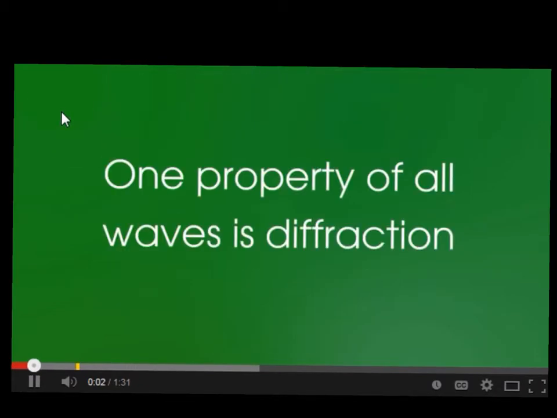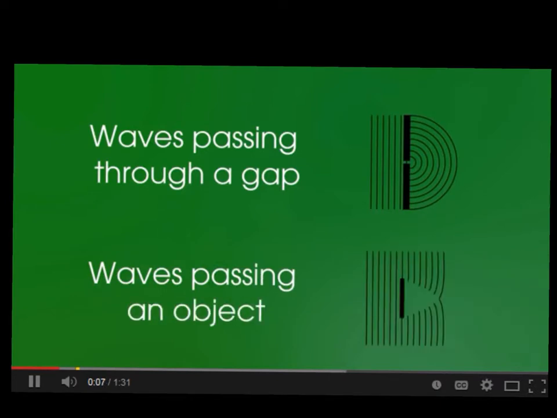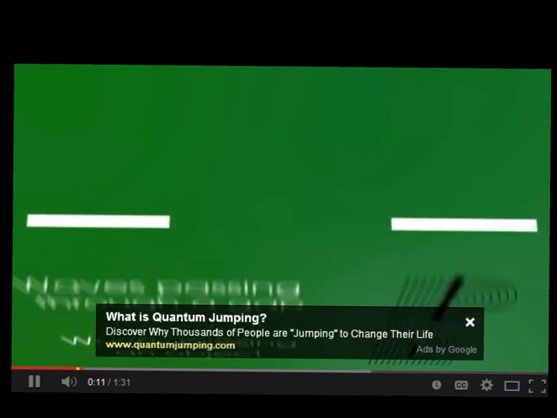You've learned about reflection and refraction. Today, you're going to learn about diffraction. Diffraction is another property of waves. Diffraction is where waves spread out, pass through a gap, or pass around an object.